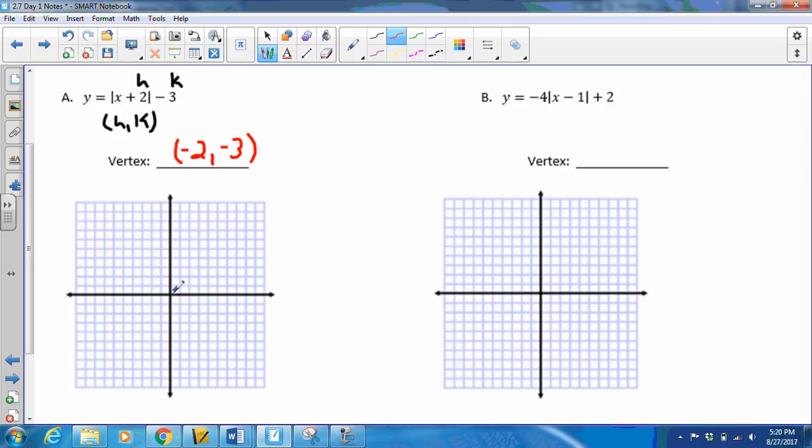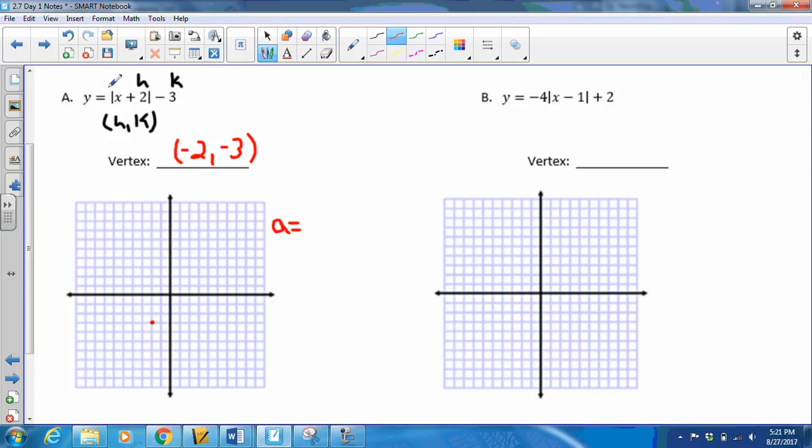So I need to plot negative 2, negative 3, so I go over to the left 2 and then down 1, 2, 3 and plot my point. So now in order to plot the other points, I have to find my A value. Remember, A tells you the slope.